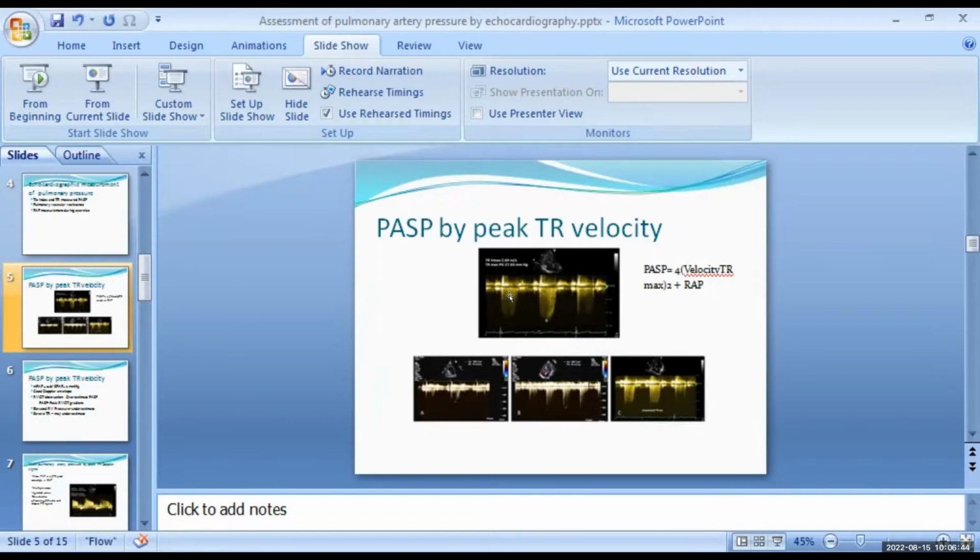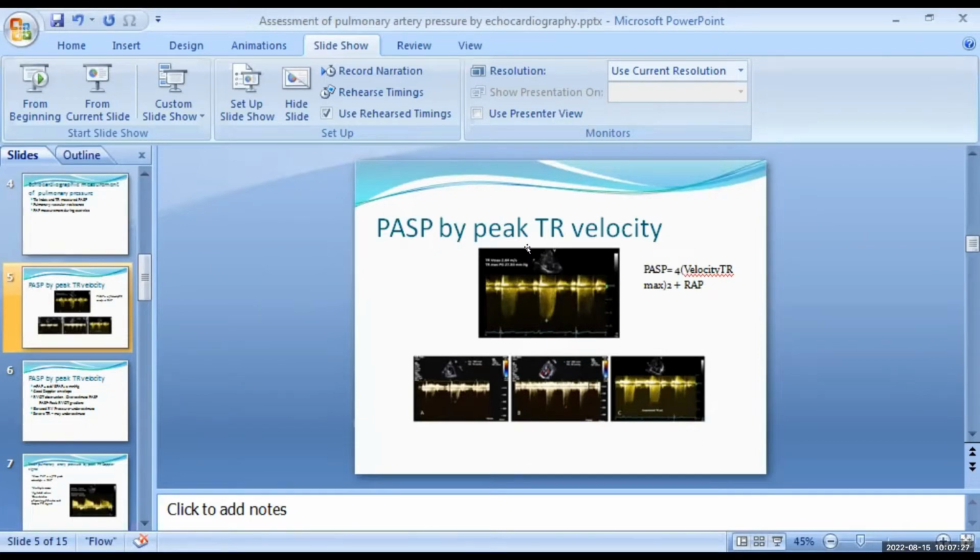How do we do it? We have to look at the various echo views in which we get the maximal TR jet, like either the RV inflow view, parasternal short axis view, or apical 4-chamber view, and put the continuous wave Doppler on the TR jet and identify the best Doppler signal. We measure the peak TR velocity, and the machine will automatically calculate the peak gradient. To that we add right atrial pressure, and we get the pulmonary artery pressure.